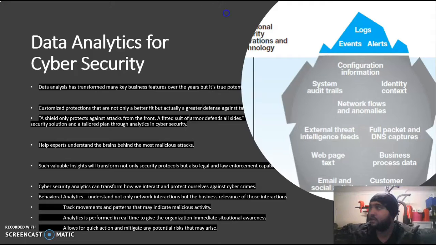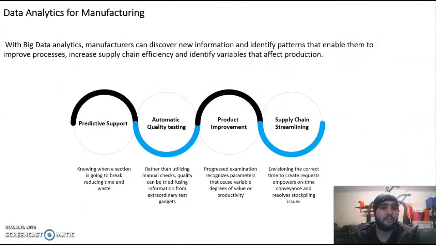Let's talk about its usefulness in manufacturing. It has four different steps. The first one is predictive maintenance, knowing when a part is going to break, reducing downtime and waste. The second one is automatic quality testing. Rather than using manual checks, quality can be tested using information from special test devices. With the help of data analytics, we can minimize the data with the help of devices, and according to that we can test the quality of a high quantity of data in a minimum period of time.